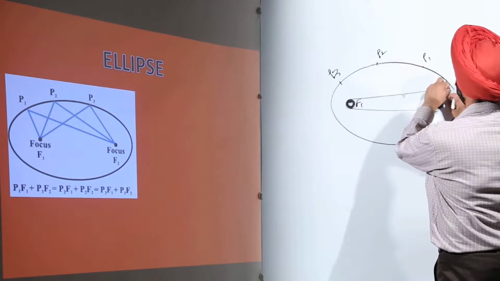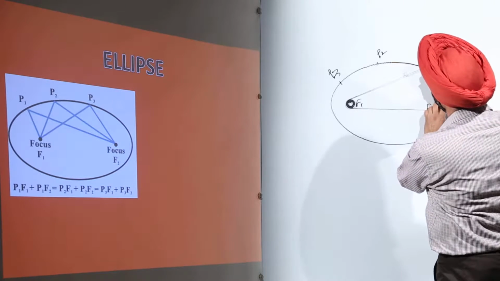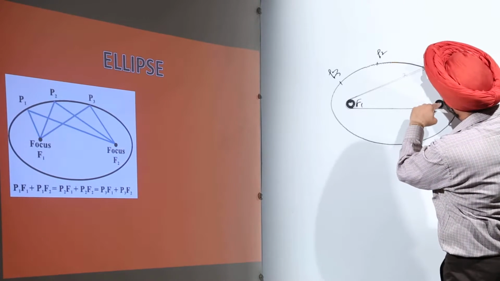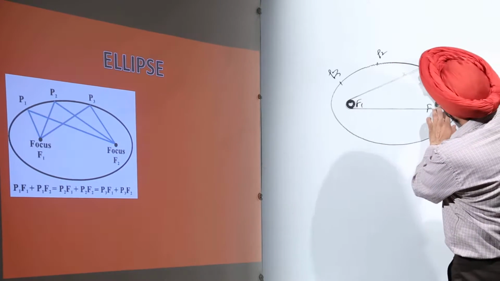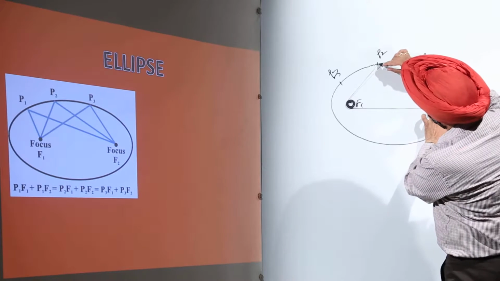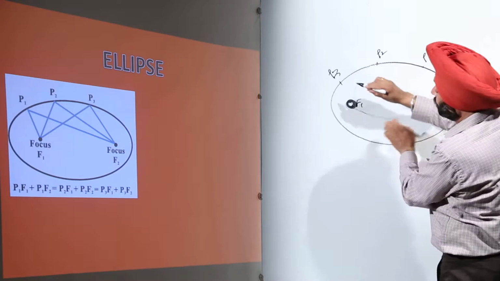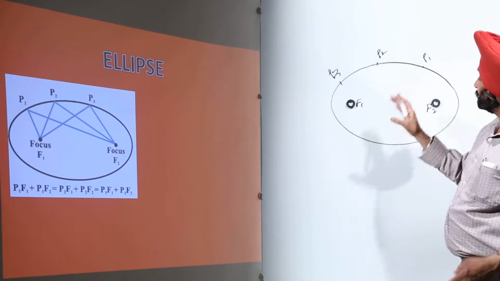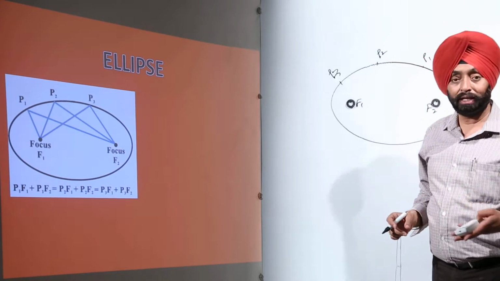Now taking this part, suppose we are having this as P1. So from F2 to P1 plus P1 to F1, the distance is the same. If we come to this part here, then also the distance is the same. You can go anywhere, the distance will be the same, and with this same distance, we are getting a figure. That figure is called an ellipse.